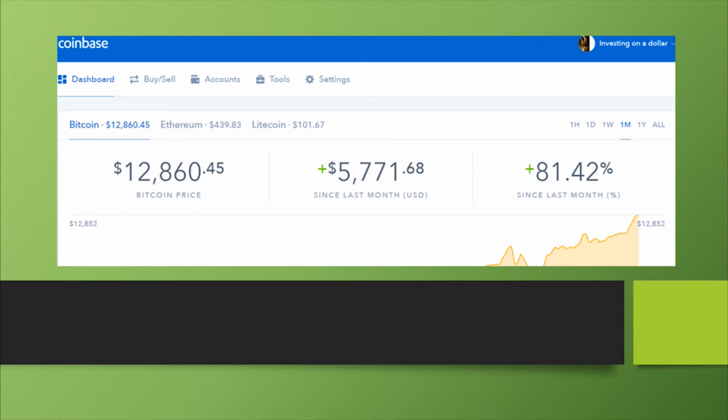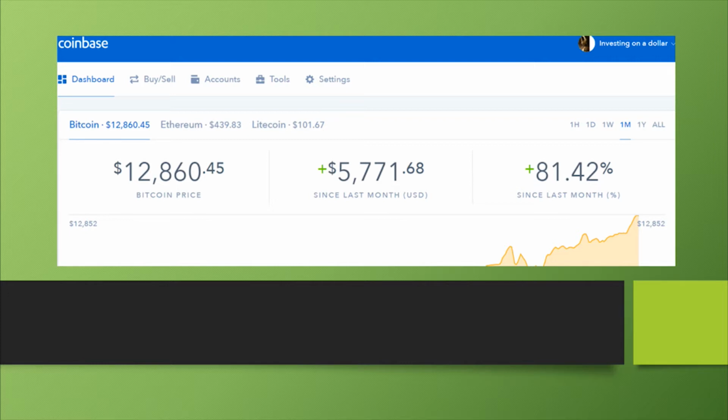Okay, so this is your landing page as soon as you get your account opened up. So this is your dashboard. You'll notice that you see Bitcoin, Ethereum, Litecoin. These are the coins that you can purchase once you get your USD into here. Now, when you first create your Coinbase account, I highly recommend creating this first, because you want to know where to send your money to.